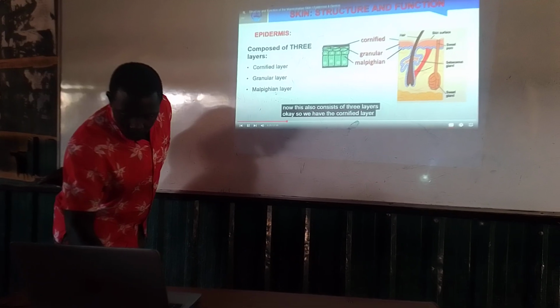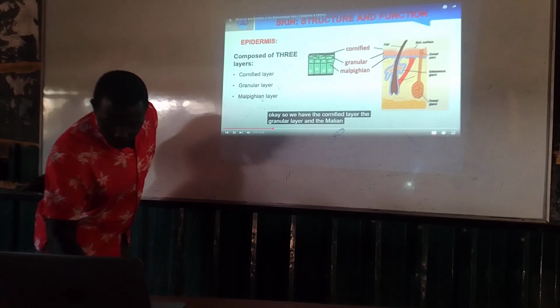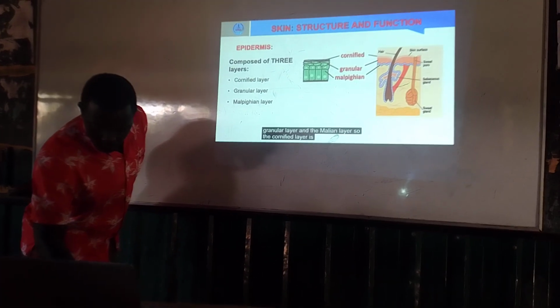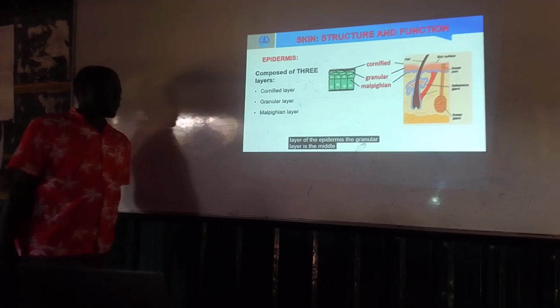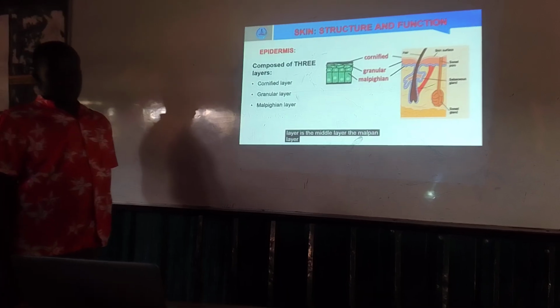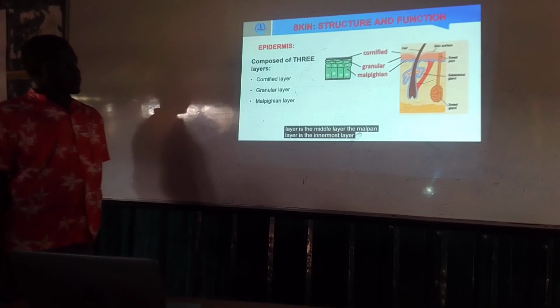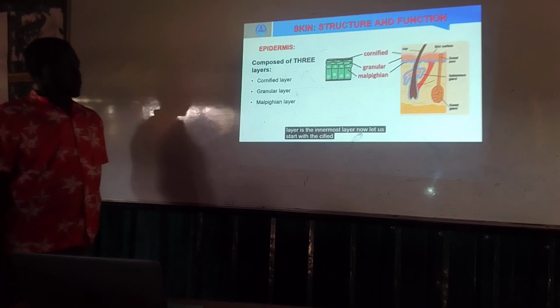So we have the cornified layer, the granular layer, and the malpighian layer. So the cornified layer is the uppermost layer of the epidermis. The granular layer is the middle layer. The malpighian layer is the innermost layer. Now let us start with the cornified layer.